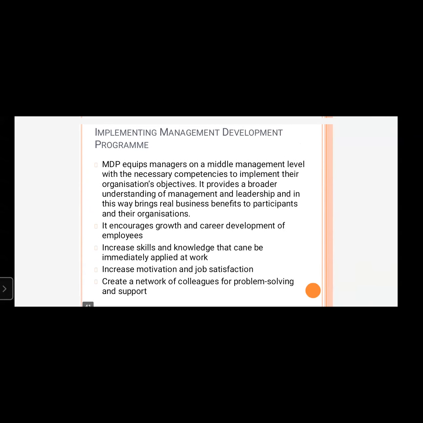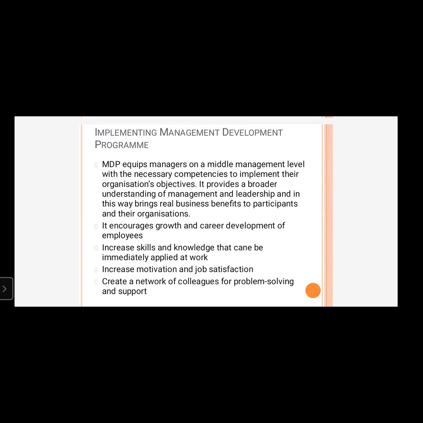Now the last one, implementing management development program. Till now, we have talked more about the implementation of training program. Now we will be discussing implementing management development program, or MDP as it is called. MDP equips managers at a middle management level with the necessary competencies to implement their organization's objectives. It provides a broader understanding of management and leadership, and in this way brings real business benefits to participants and their organizations.